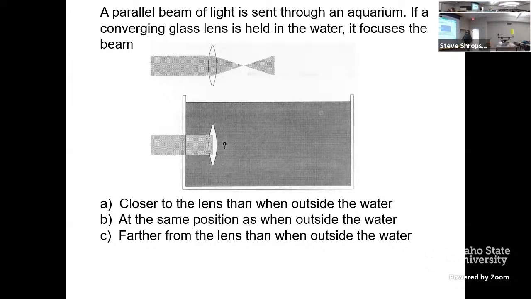So the picture above shows where the light would normally want to focus if the lens is in air. But if it's in water, will that light be focused closer, farther, or the same distance from that lens? Think about this for a bit, please.